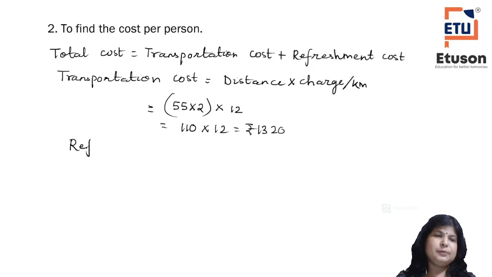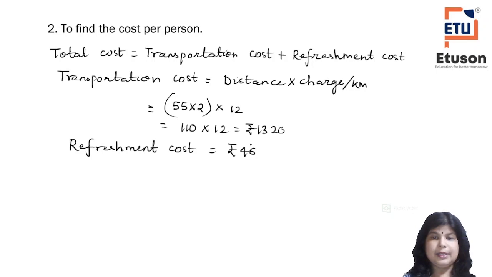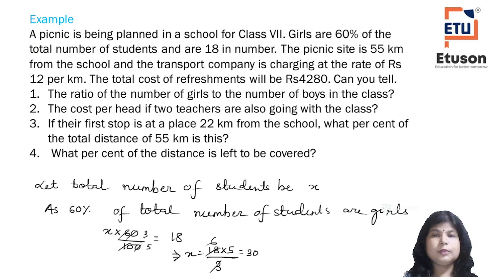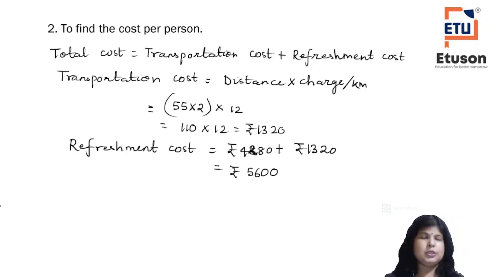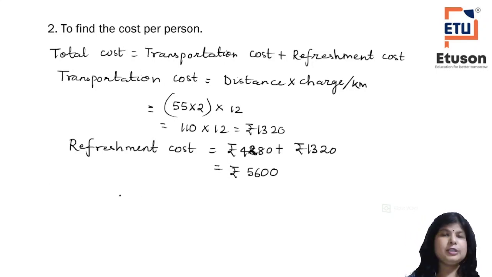What about your refreshment cost? Your refreshment cost is given in the question itself. Let us just check it so that we won't commit any mistake. So it is 4280. Okay. So it is 4280 plus rupees 1320. So the summation is rupees 5600.